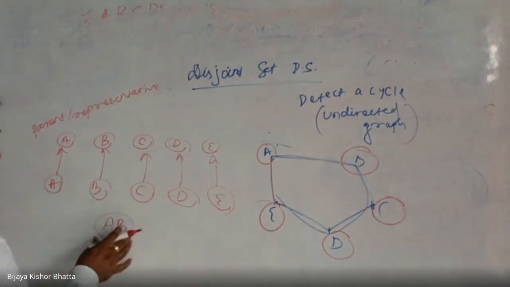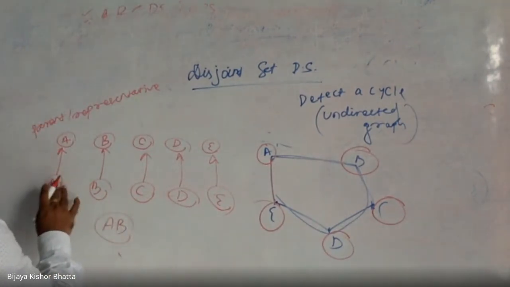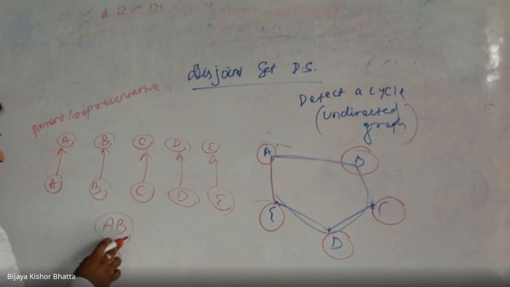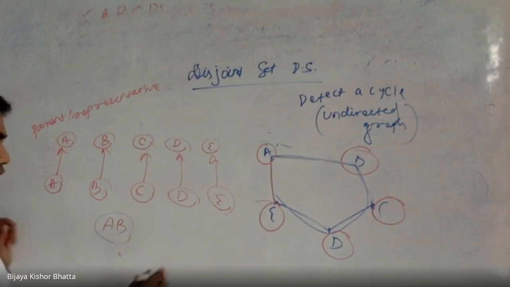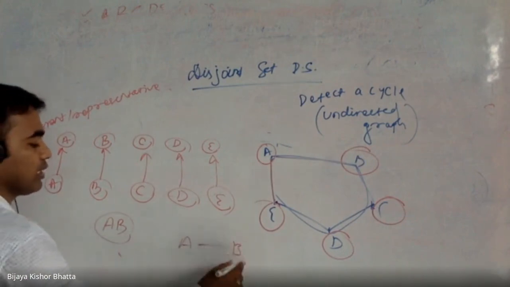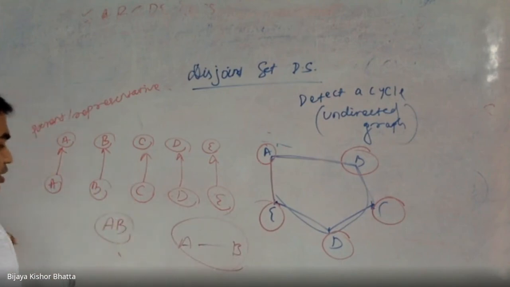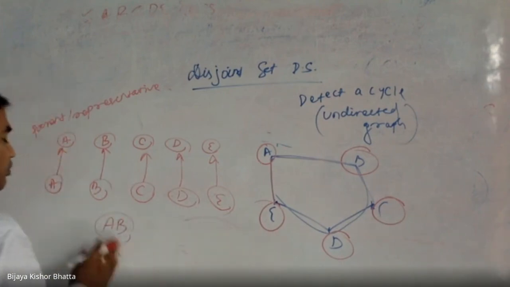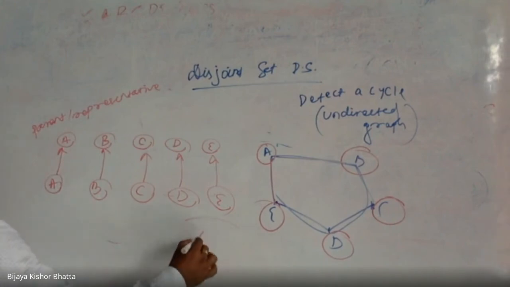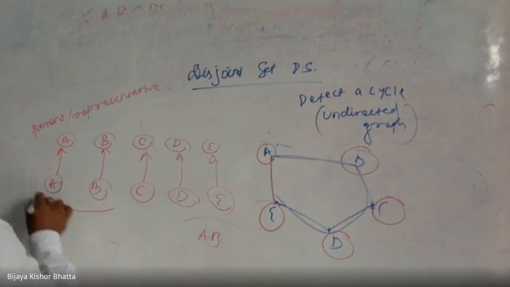So when you are checking this, you will just add an edge from A to B, right? Whenever you are adding an edge from A to B, that means they are now in a single component. Since you are now processing A and B, you will make them a single component.